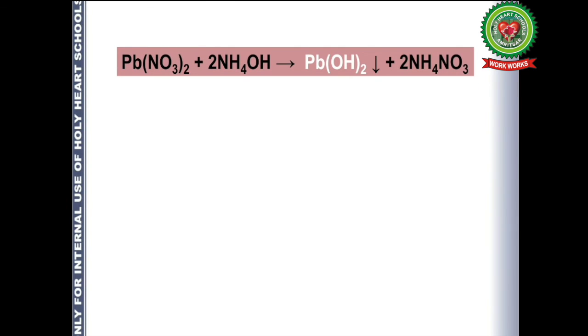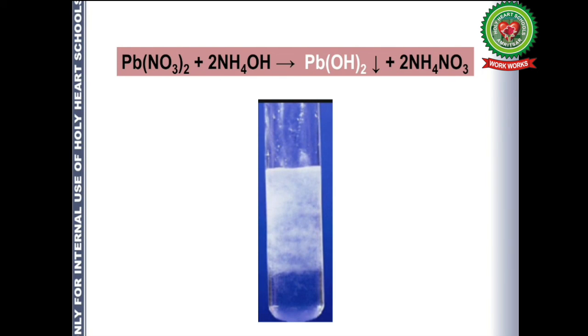Now the last one, let us take the example of lead nitrate. In lead nitrate, when we add ammonium hydroxide, we get a white precipitate of lead hydroxide along with ammonium nitrate salt formation. Now you can see here the white precipitate of lead hydroxide, and to this solution if we add excess of ammonium hydroxide, we observe that the precipitate is insoluble in excess of ammonium hydroxide.